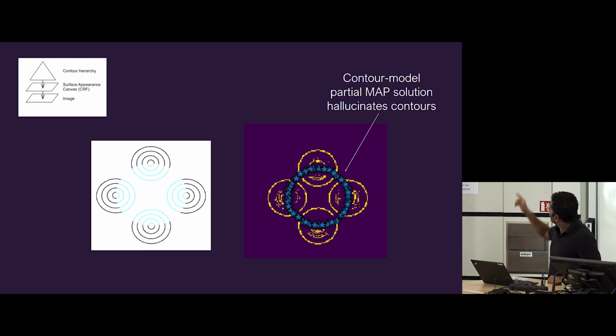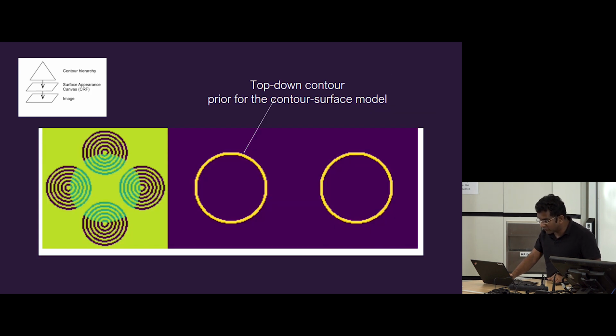So it will hallucinate the contour. Those are the blue stars that I have drawn there. That's a hallucination of the contour, and it will actually fill in the surface. I don't have a good picture for it.